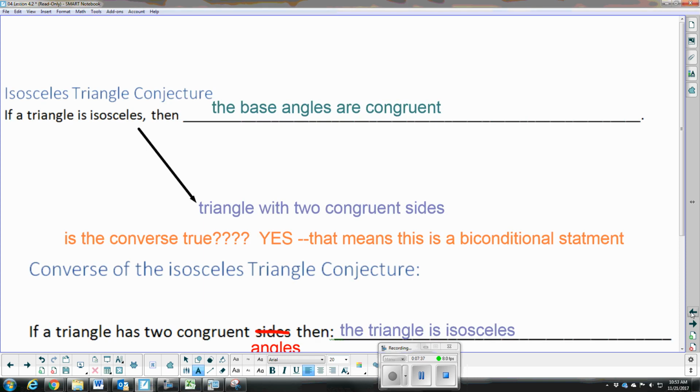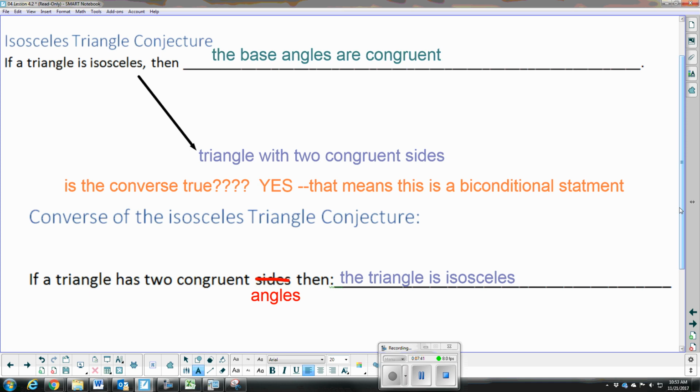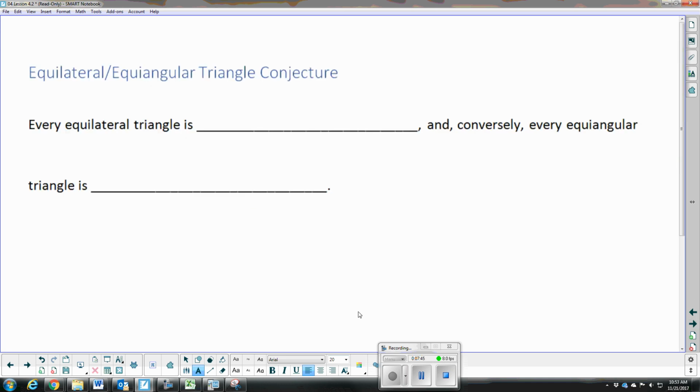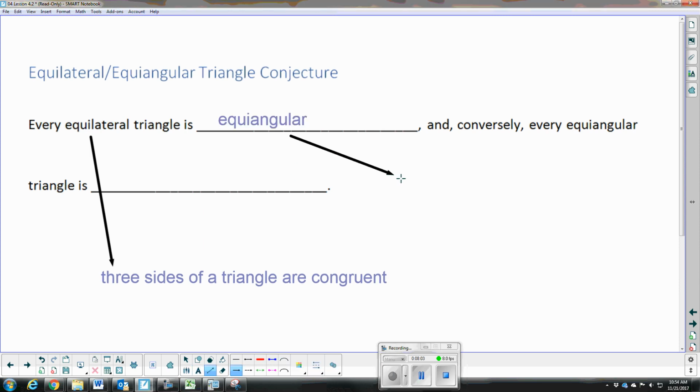All right, then we have one more conjecture, and it's the equilateral equiangular triangle. So if the converse and the conditional are true for isosceles triangles, and equilateral triangles have three congruent sides, then the same is going to hold true, that every equilateral triangle is going to have three congruent angles. In other words, it's equiangular. So we define equiangular as three congruent angles in a triangle.